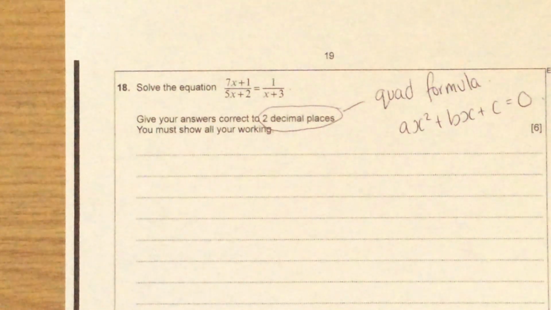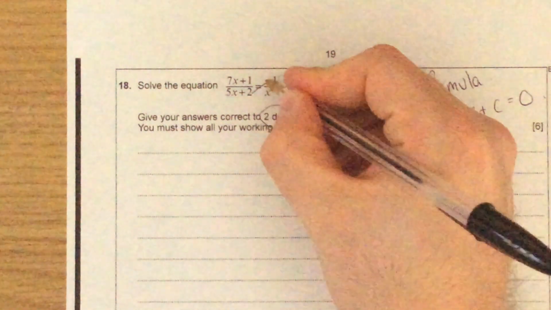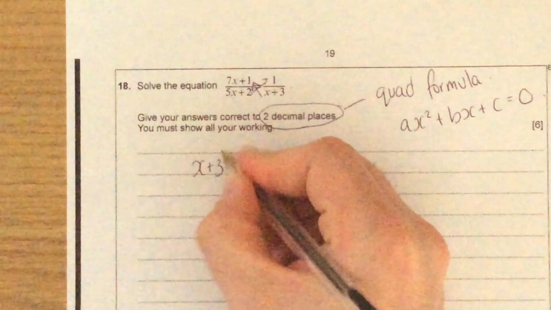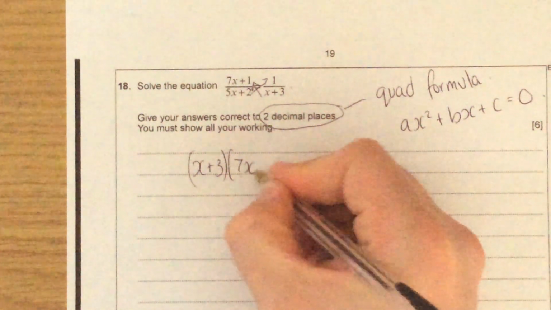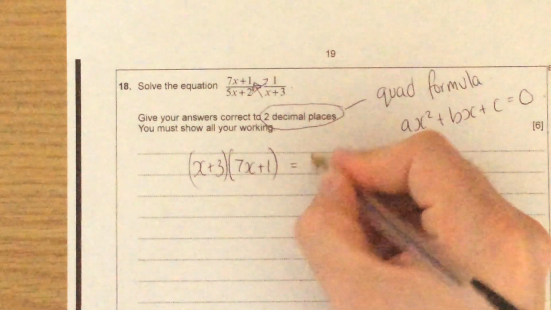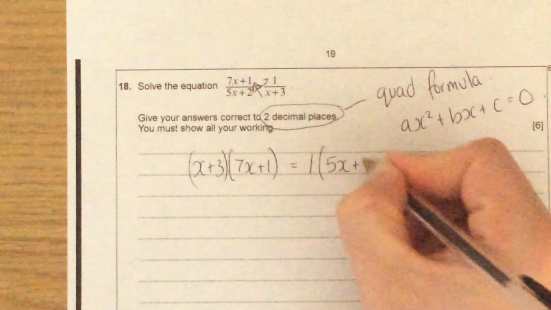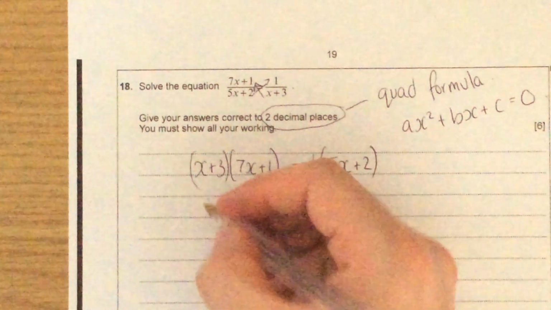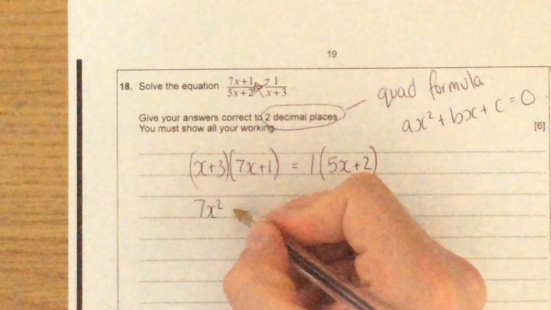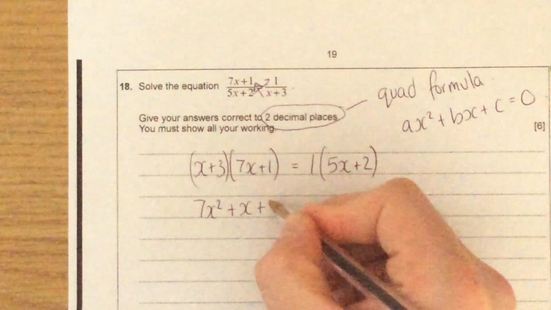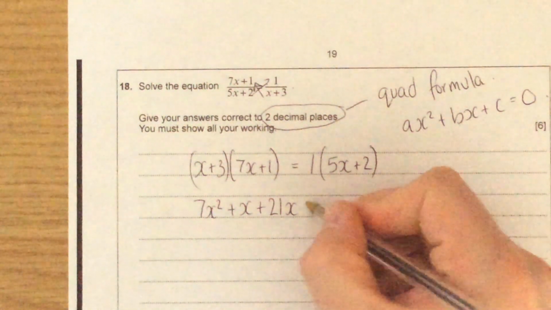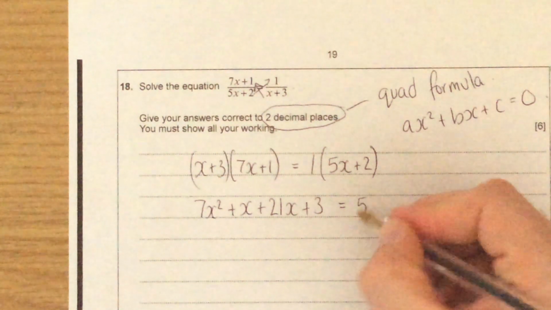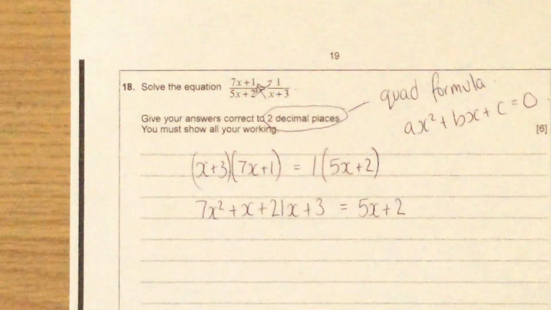First thing I'm going to do is get rid of fractions. So I'm going to cross multiply. I'm going to take both denominators and they're going to times by the numerators on the opposite side. So I get x plus 3 times 7x plus 1, and then I get 1 times 5x plus 2. So I'm going to do FOIL on the left hand side and just expand the right hand side. So FOIL: 7x squared, outside terms are going to be x, inside terms 21 lots of x, and last term 3. Remember, we're multiplying, not adding. That's equal to, and then obviously 1 times anything is just what it was.